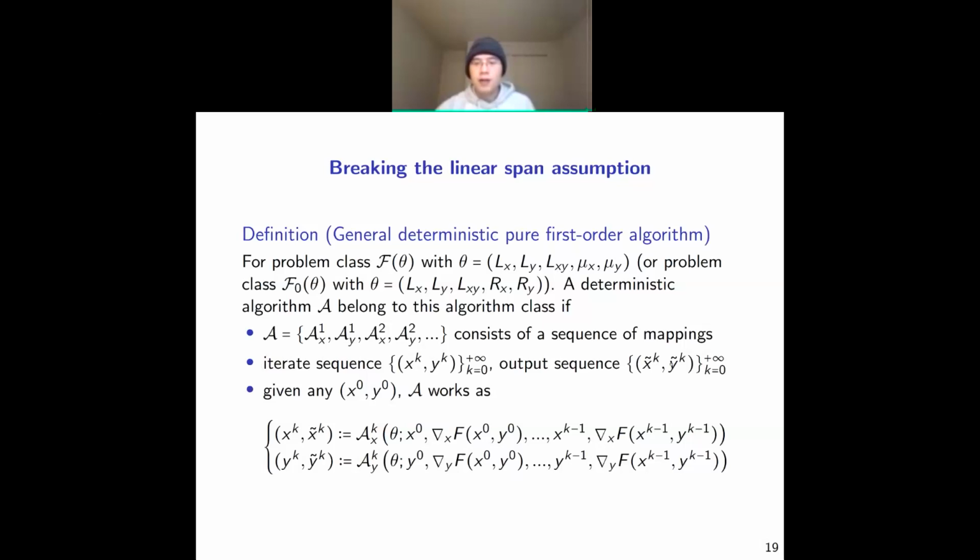And this x tilde k, y tilde k are the output sequence. So your output and iterates can be different because, for example, when you're doing gradient descent ascent, your output at iteration k usually should be the average of your first k iterates instead of just the last iterate. So that will be much more stable. So we just define these two sequences.